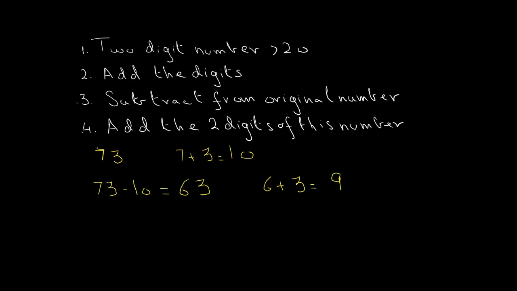Okay, interesting. Let's try another random number. Let's try 47. First we have to add 4 and 7. We add 4 plus 7, we get 11. Then we have to subtract 47 minus 11. If we subtract, we get 36. And again, 3 plus 6 is equal to 9.